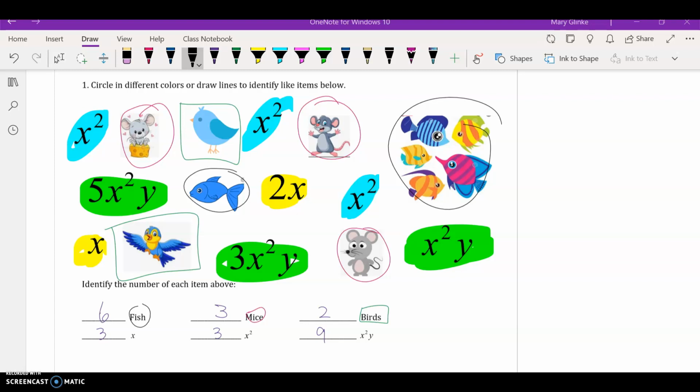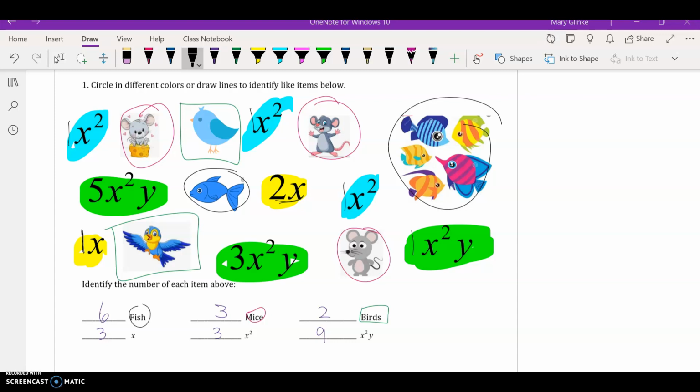Here we have 6 fish, 3 mice, 2 birds. If we're looking at our x's, we have 2 x's in the middle here, and then we only have 1 over here. If there's no number out in front, there's a 1 there. Same thing with our x squareds. We have 1, 2, 3 of them when we combine them all together. And for our x squared y's, we have 5, 3, and 1 more to make 9 in total.